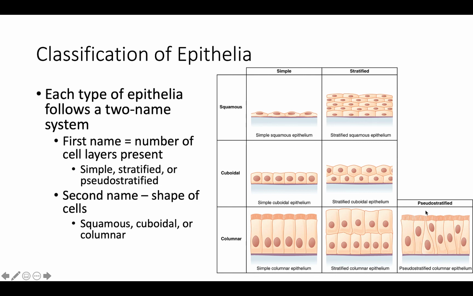So pseudo meaning false, and stratified meaning multiple layered, but it's falsely multiple layered. So it just looks like it is, but it's still just one layer. It's just a bunch of irregular shaped cells stacked into one layer there. And then the second aspect of naming would be the shape of the cells. So you can have either squamous, cuboidal, or columnar.